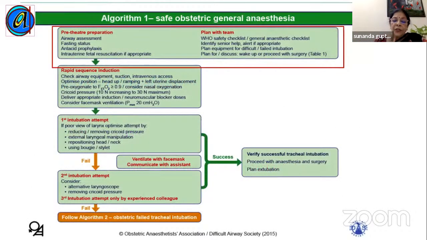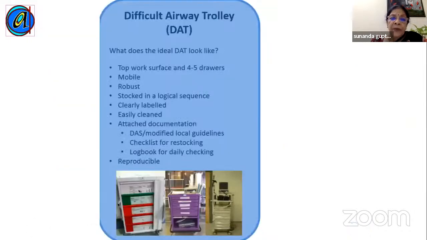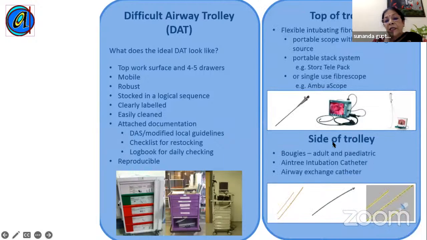So the first algorithm from the DAS and OAA guidelines talks about safe general anesthesia. The most important is a four-drawer trolley, which is on wheels, and it should be stocked along with documentation, and DAS or modified local guidelines should be available on the trolley, along with checklists and logbooks. Each drawer should be labeled and you should know what equipment is there. You, meaning the whole airway team, should know about it.